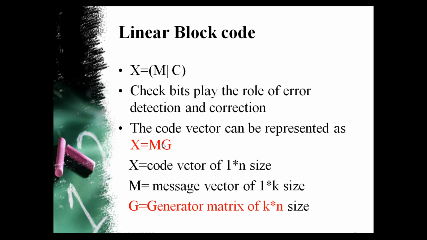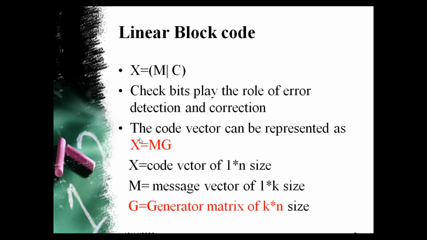If k is equal to 3, the number of message bits equal to 3, then we can have 8 possible message combinations. In order to generate the code words, we take each message and multiply it with the generator matrix. The generator matrix is specific to a particular code. With a different generator matrix, we generate different code words. A particular generator matrix generates a set of code words.